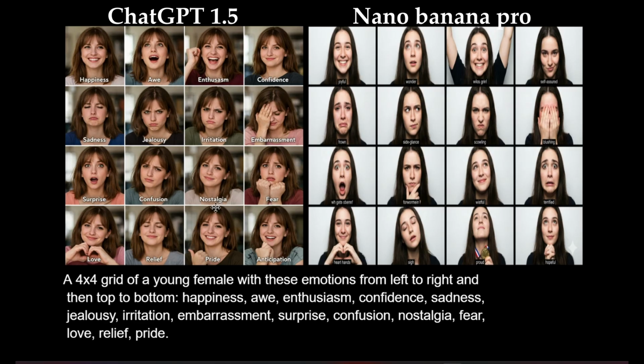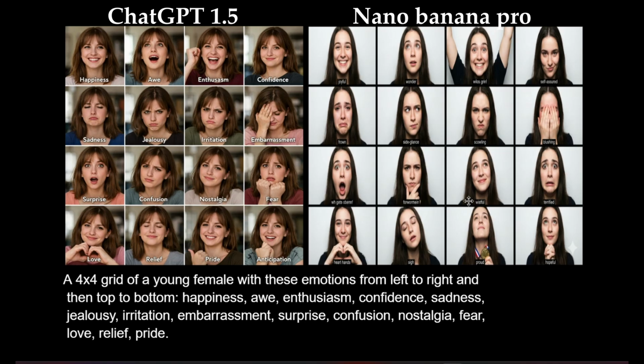Some of these are really tricky, like relief or anticipation or nostalgia or confidence or jealousy, but it's actually able to convey all of these emotions very accurately. And then for Nano Banana Pro, let's see. For confidence, I wouldn't say she looks too confident in this shot. Same with awe here, she doesn't look too awestruck.